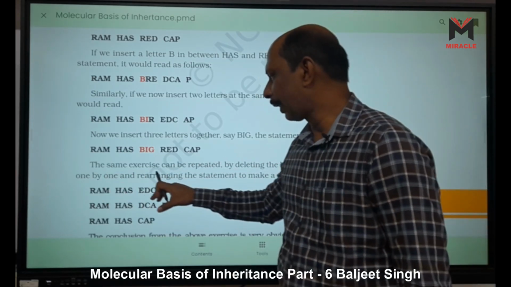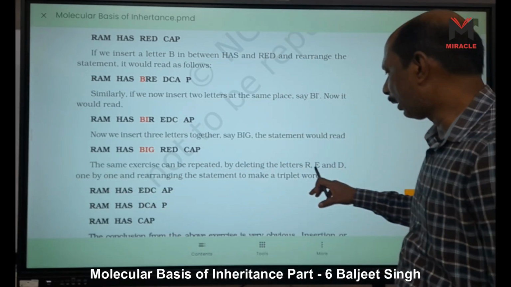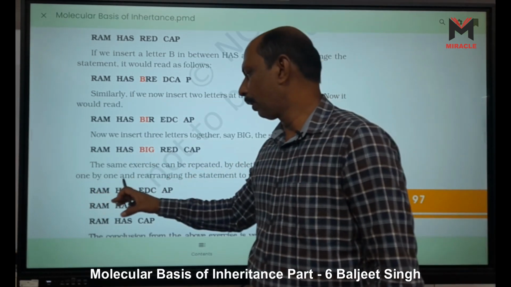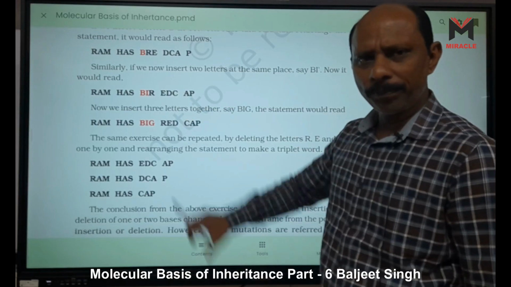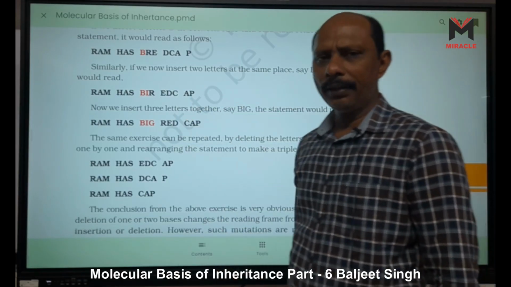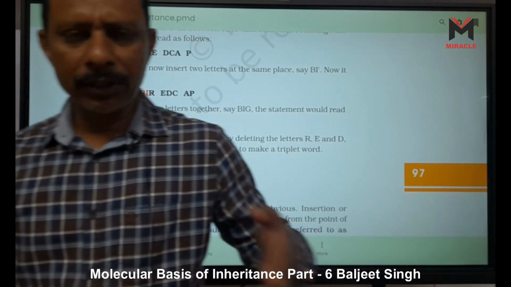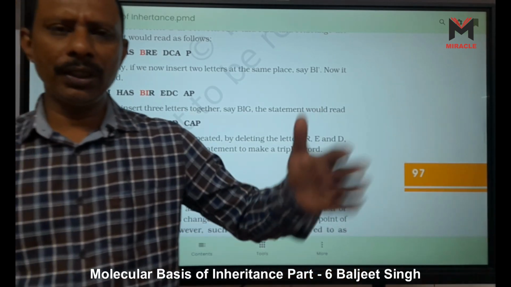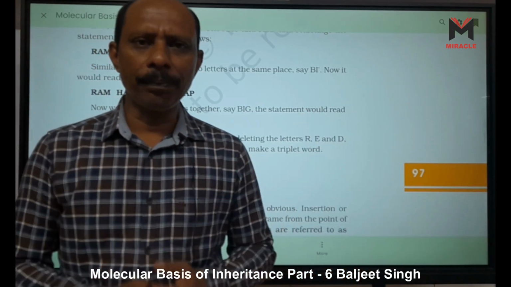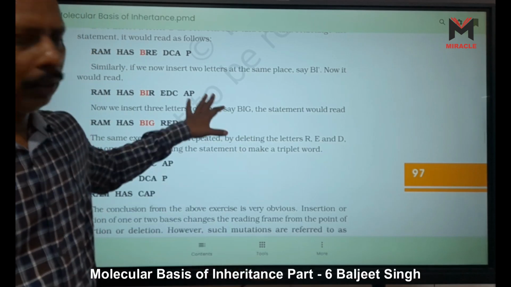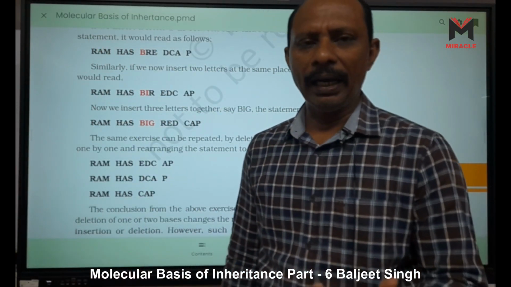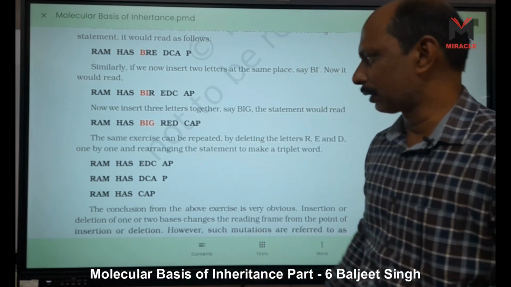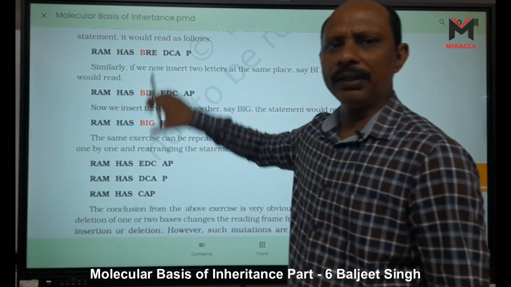The same exercise can be repeated by deleting letters R, E, D one by one and rearranging the statement to make the triplet words. This one is an addition. If one or two are added, there is a total frame shift, which means all the amino acids are changed. But if we add 3, only one amino acid is changed, meaning one more amino acid is added here. That is called addition, insertion. So this is the example of insertion.